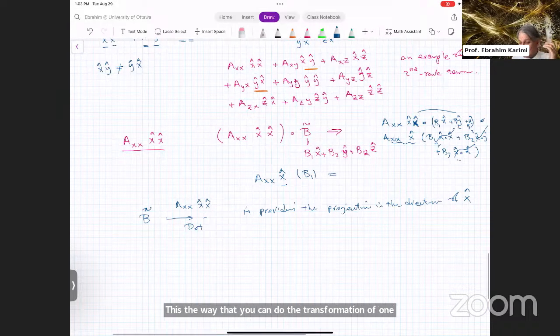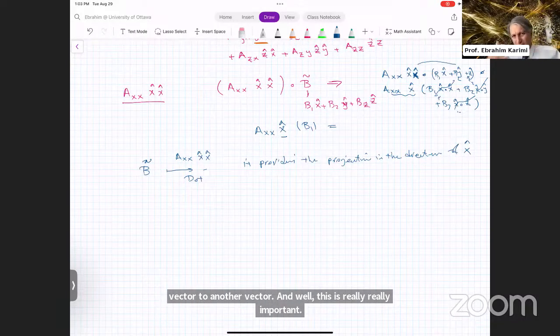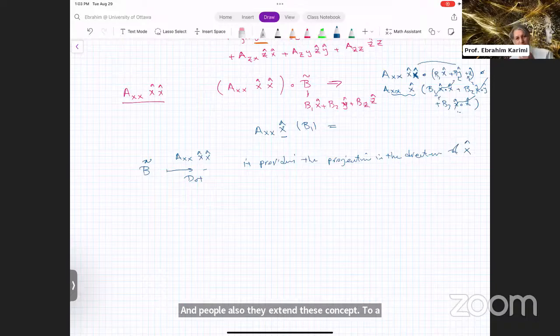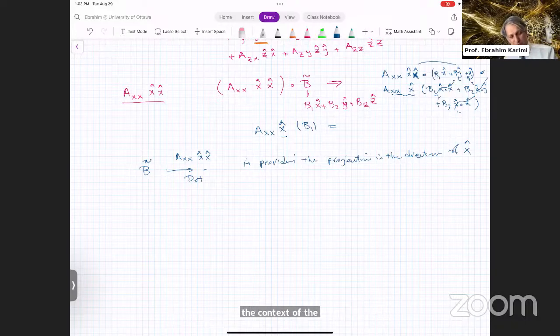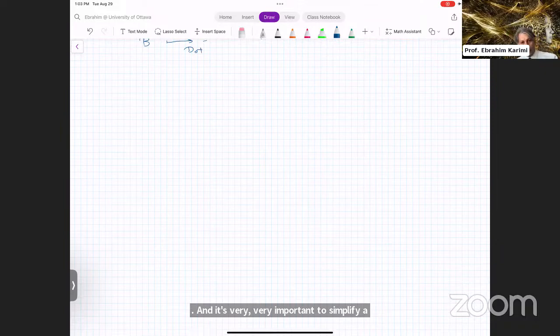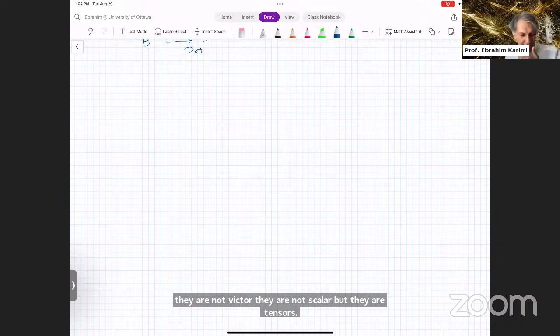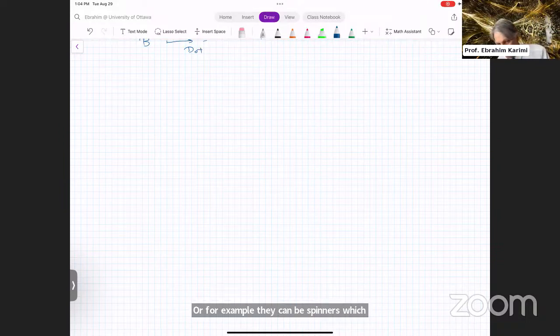And well, this is really, really important. People also extend this concept to a general formalism that they call bivector. Bivector will be discussed in the next lecture in the context of one-forms and two-forms. It's very important to simplify equations. I know some of you may have difficulties understanding the physical concept of the tensor, but there are many things in our physical world that are not vectors, not scalars, but tensors. Or, for example, they can be spinors, which I did not discuss. It goes back to group theory, which we may have a chance to discuss in one week.